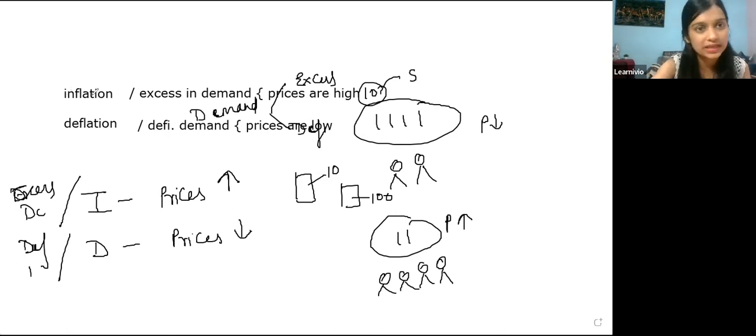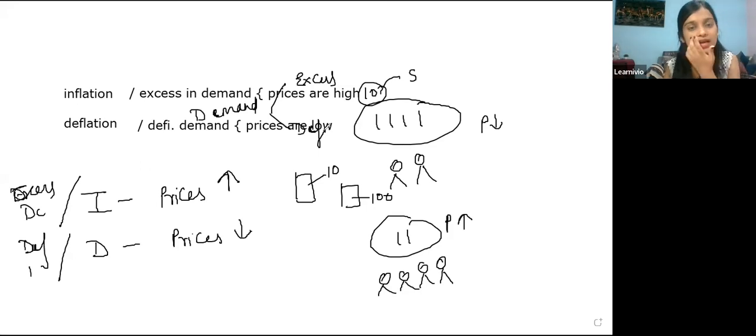Increase in price and increase in demand. Because of increase in demand there is an increase in prices. And deflation means deficit demand, prices are low, a decrease in prices. So deflation means there is nobody to purchase the thing, so they will decrease the prices. That is known as deflation.